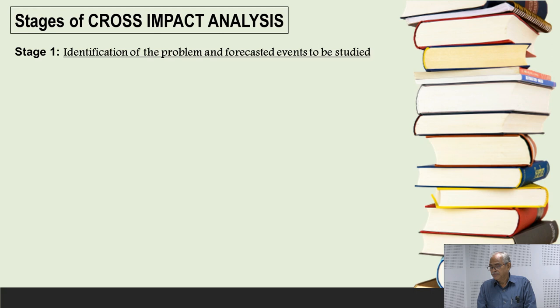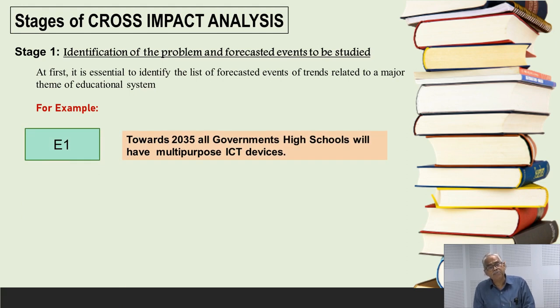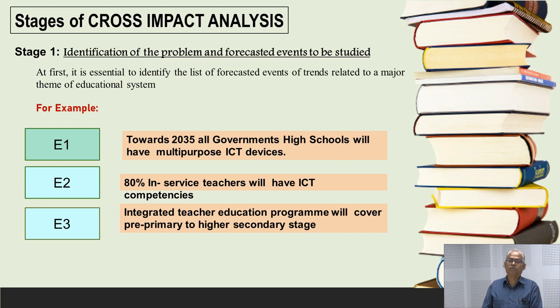For example, towards 2035, all government high schools will have multi-purpose ICT devices. The second event is 80% of teachers working in schools will have ICT teaching learning competencies. Third event is there will be an integrated teacher education program that will cover from pre-primary stage to higher secondary stage, which will be a 4-year integrated program. Fourth is, at least 30% of school curriculum will have entrepreneurship-oriented, skill-based, vocational competency-based courses. That will be an integral part of school curriculum.